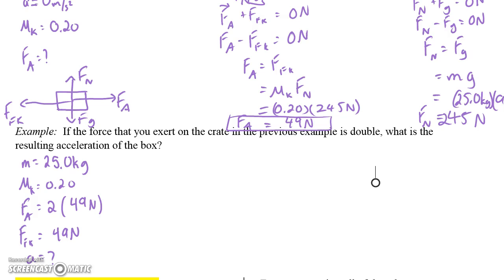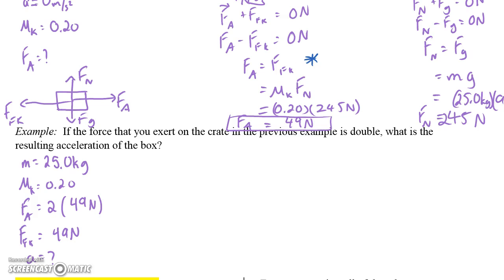So we've got the same mass, the same coefficient. Our applied force is double, so 2 times what we had, which was 49 newtons. And our friction force has to be the same because that depends on mu k, which is the same, and Fn. Fn hasn't changed, so our force of friction also has to be the same, which we know to be equal to 49 because of this line right here.